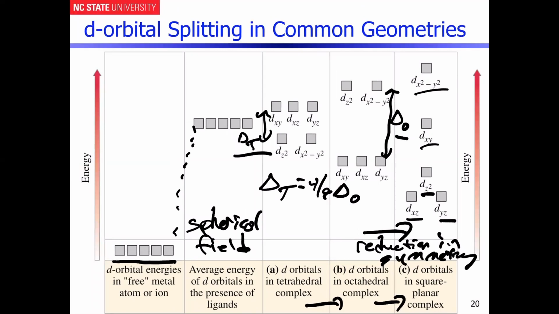I hope that was clear. And when I come back next time, we will talk about how you calculate the crystal field stabilization energies under all of these different circumstances.